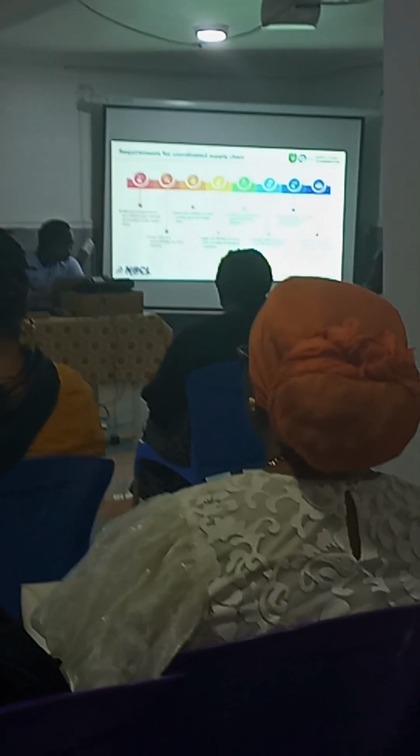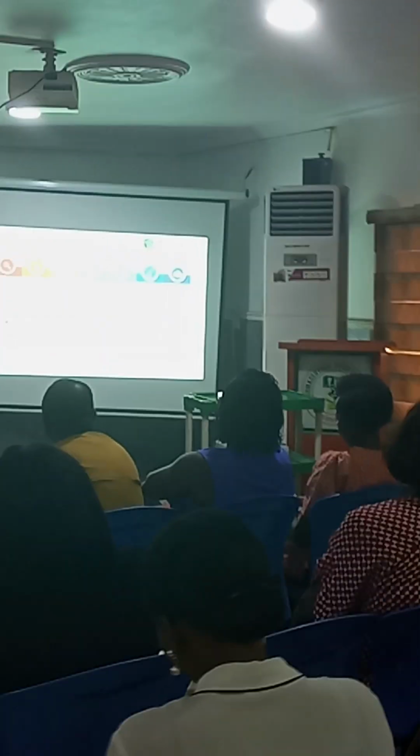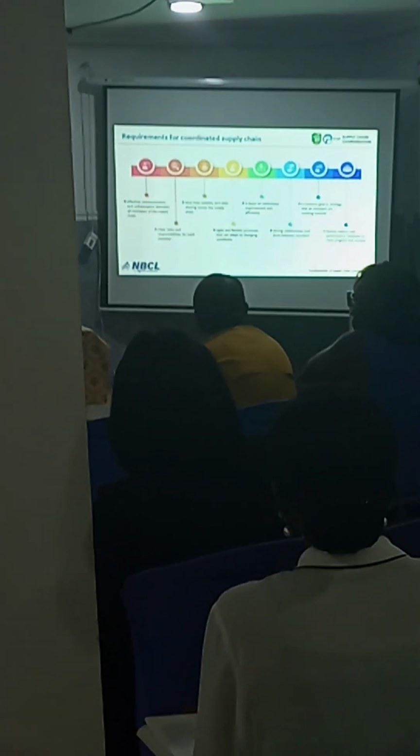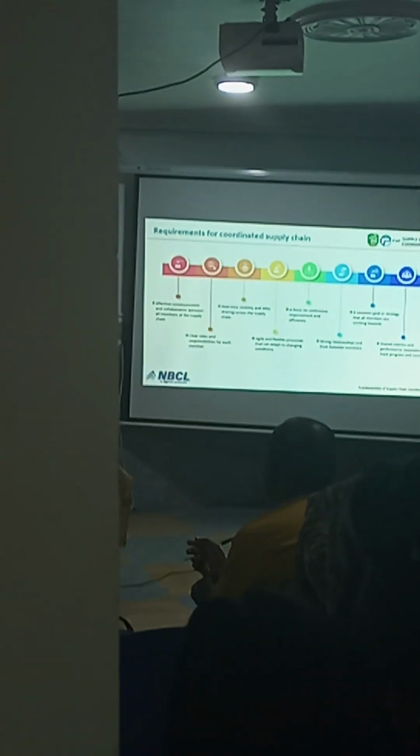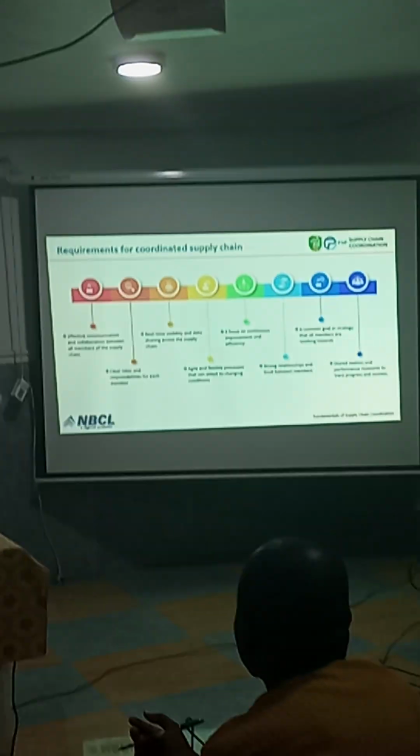So what do we need to have a coordinated supply chain? Because again, we are talking about different organizations. So as an organization, what do you need to put in place to be able to coordinate your supply chain with other participants in the chain? Effective communication and collaboration. Standardize your system in such a way that you can communicate effectively. Real-time visibility and data sharing across the supply chain.